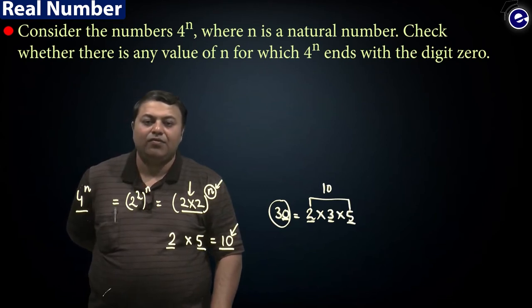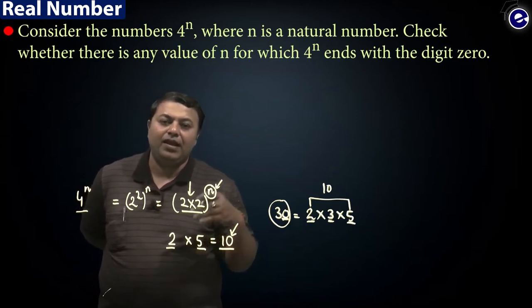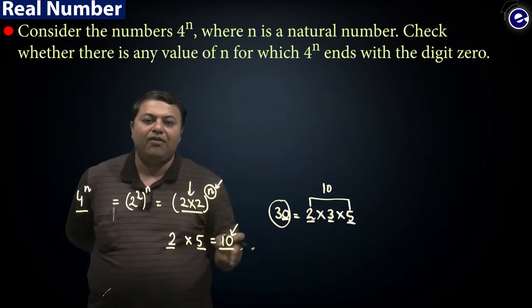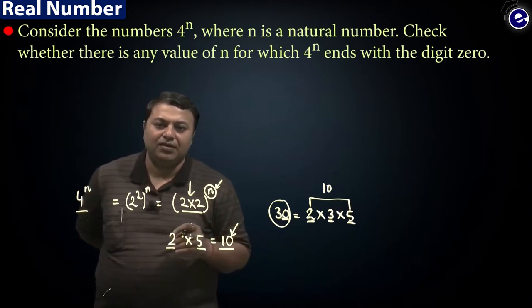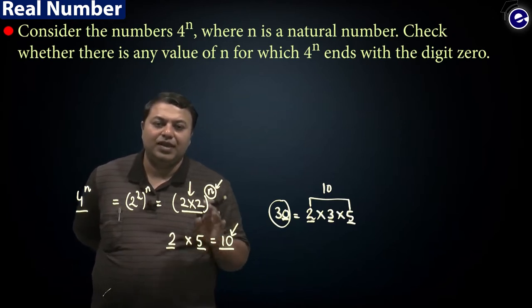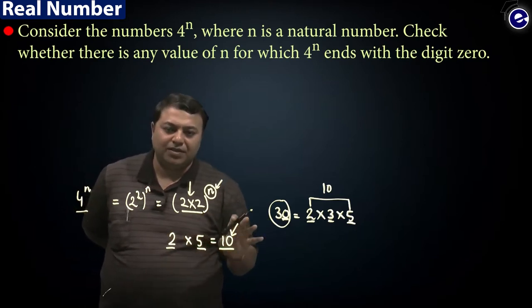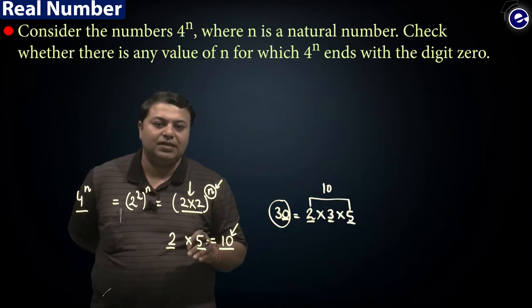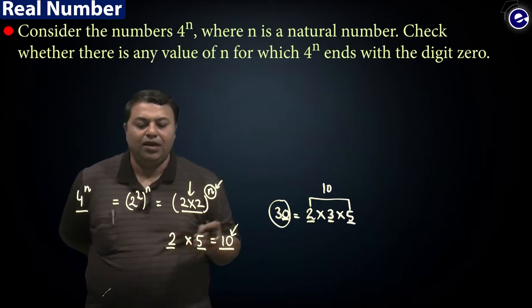Right, children? So you have to write in this case that for any value of n, where n is a natural number, it won't have 5 as a prime factor, but it has 2 as a prime factor. So any number ending with 0 is possible only if it has both 2 and 5 as prime factors. If it is only 5, not possible. If it is only 2, still not possible. Both should be available. That's how it will have 0 at the end. So you won't get 0 at the unit place.